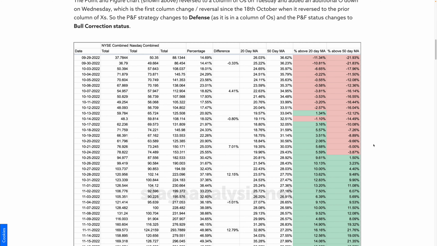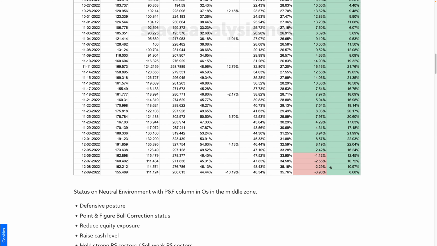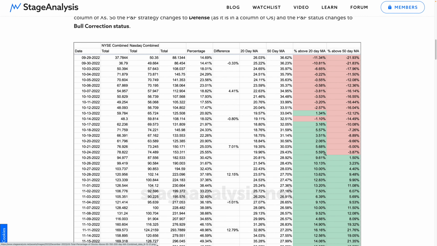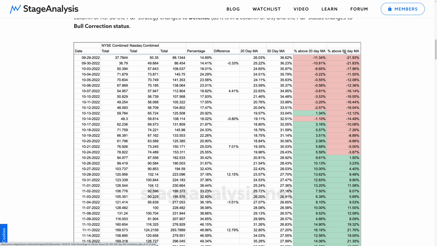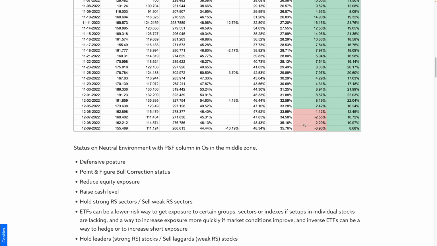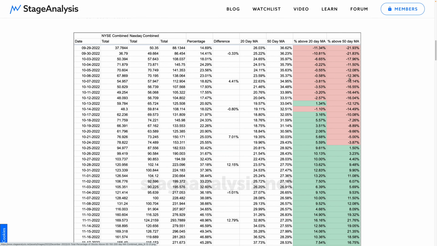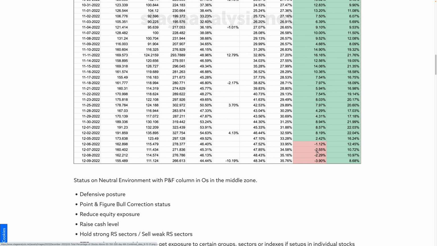So as I said, if we scroll down a little bit more, you can see the dip below the 20-day moving average here. This column is the percent above the 20-day, and this column is the percent above the 50-day moving average. You can see when both of these are green, you're in a positive environment, and when both of these are red, you're in a difficult environment. At the moment, we've got a mixed bag: below the 20-day, but above the 50-day. So we're in a neutral environment currently, and we dipped off minus 10.19% on the week.